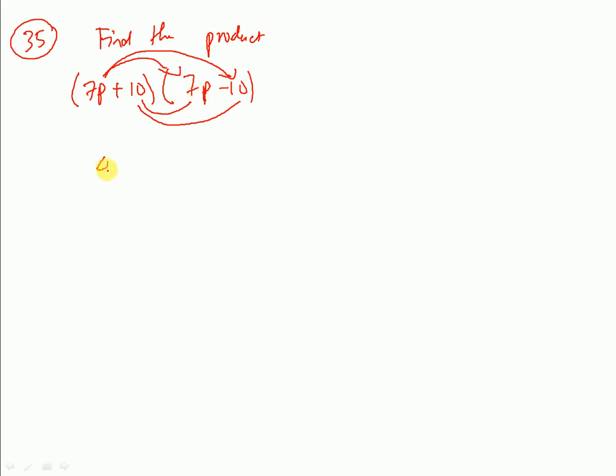7 times 7 is 49. p1, that gives me p squared. 7 times 10, there's a minus, so we have minus 7 times 10, that's 70, and then p. 10 and 7, that gives me 70p. 10 and minus 10, that gives me minus 100. Now simplify this. Minus 70p plus 70p, they add up to 0. We have 49p squared minus 100. So that should be the answer.